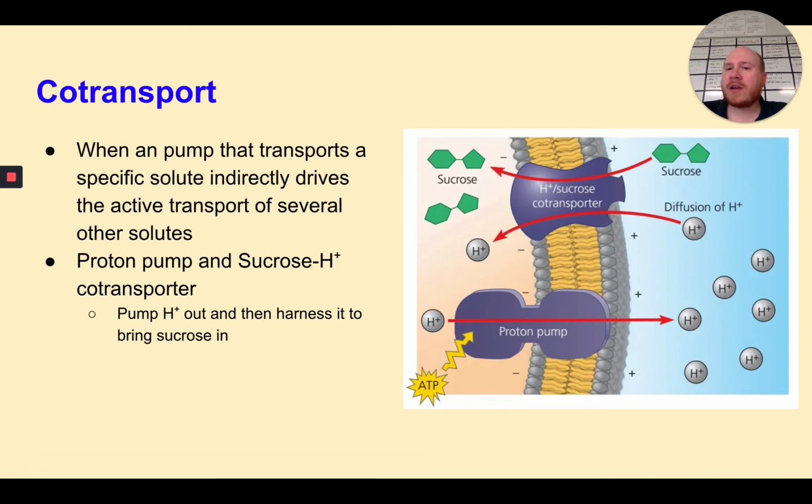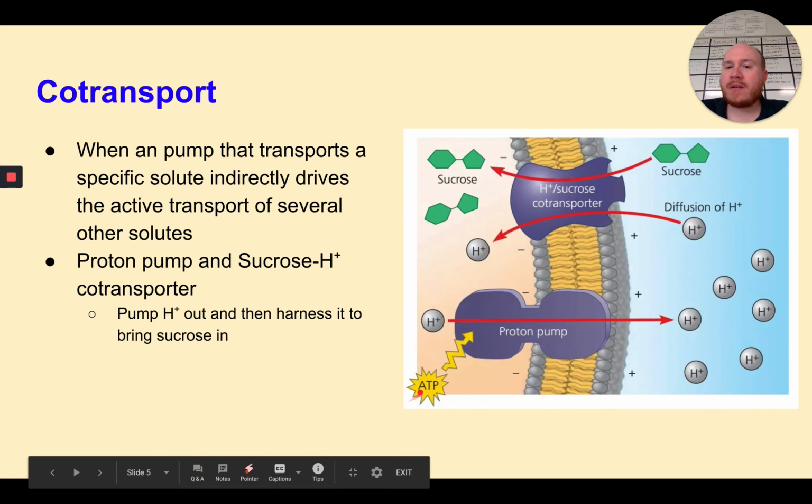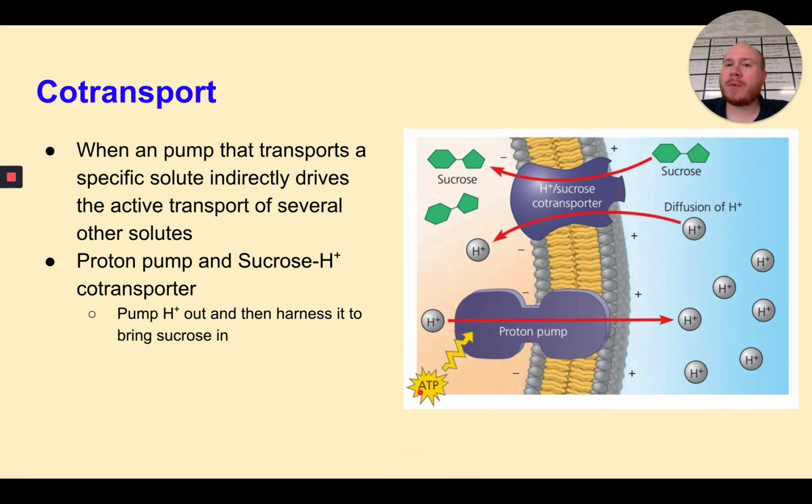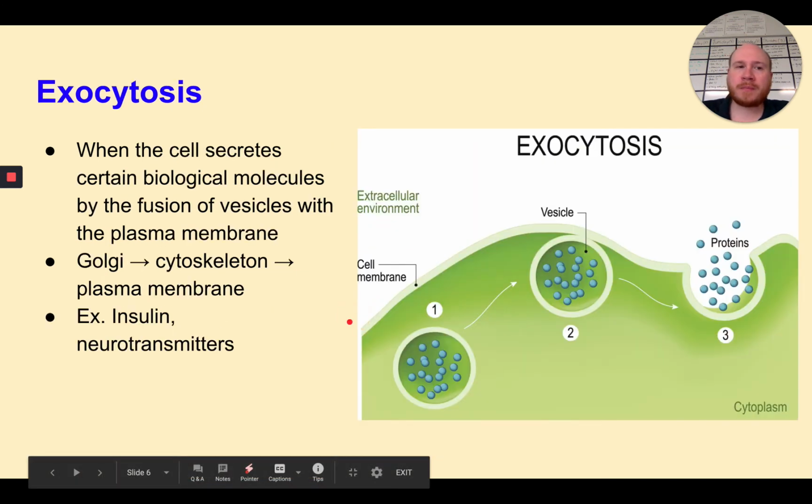So the hydrogens naturally want to go back into the cell, and as they do that, they kind of pull a sucrose in with the co-transporter. So what's happening is we're using ATP to pump hydrogen out, and then we're harnessing the hydrogen to pull sucrose back into the cell, which can then be converted into energy via respiration. So co-transport is an example of active transport because ATP is needed to pump the hydrogens out, and then it pulls the hydrogens back in through the co-transporter along with a sucrose molecule.